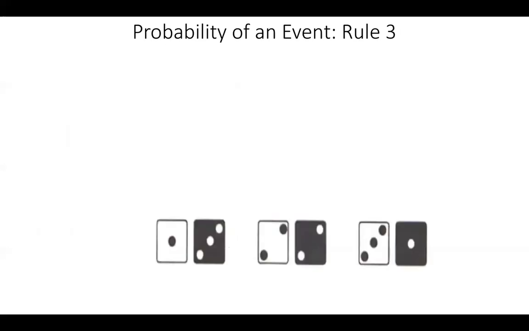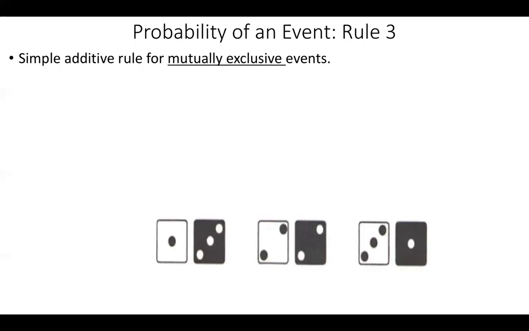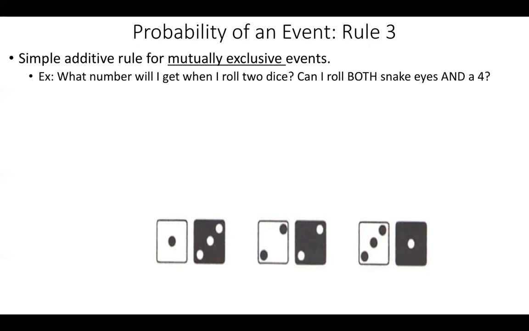Rule 3 is the simple additive rule for mutually exclusive events. So this rule is premised on you already having a grasp of the term mutually exclusive. And I talked about this before in the example of rolling 2 dice. So imagine I roll 2 dice. If I get some outcomes, can I roll both a snake eyes and a 4? Well, snake eyes is 1 and 1, that's a 2.